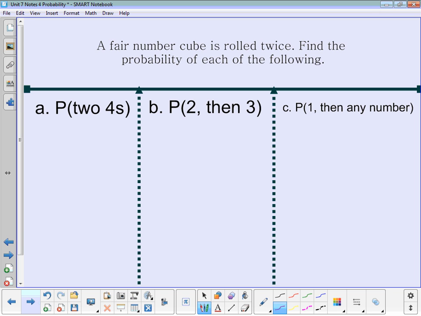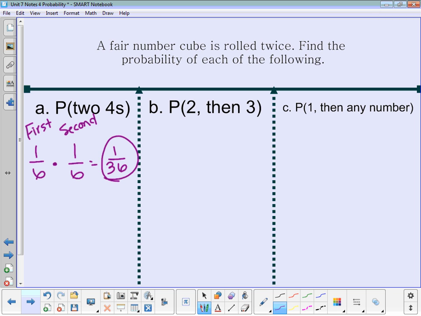Probability of getting a 4 the first time is 1 out of 6. That's the first time we roll the die. Then we pick the die up and we roll it again. And again, the probability of getting a 4 is 1 out of 6. So that's the first roll. This is the second roll. And to find the probability of both of those happening together, I'm going to multiply. 1/6 times 1/6 is the same thing as 1 out of 36.